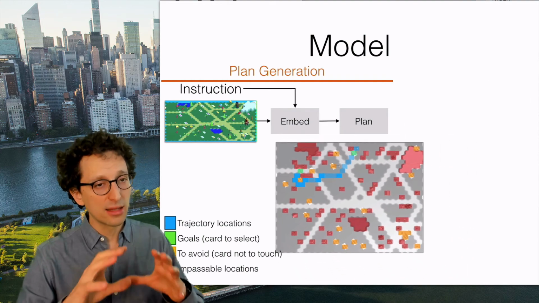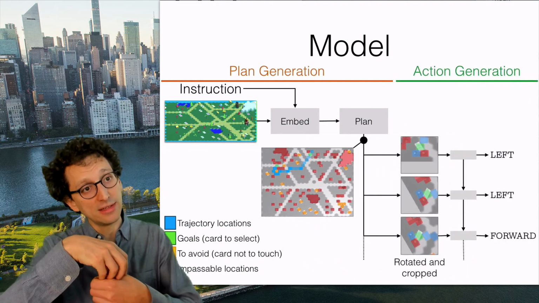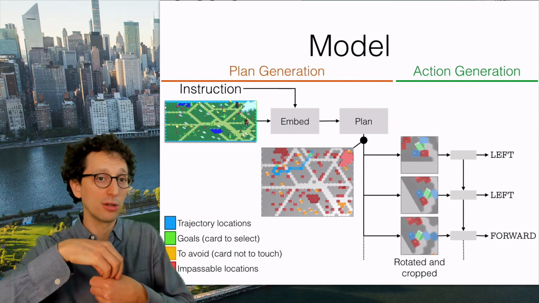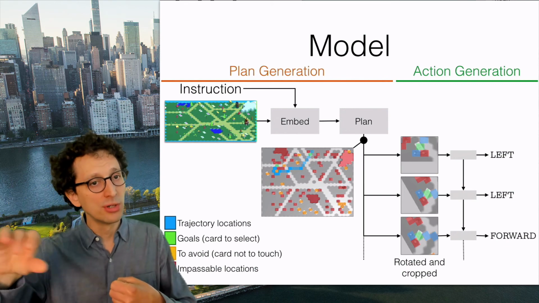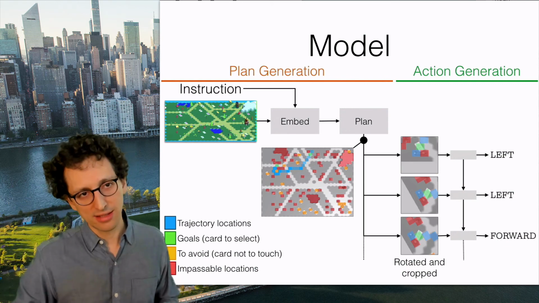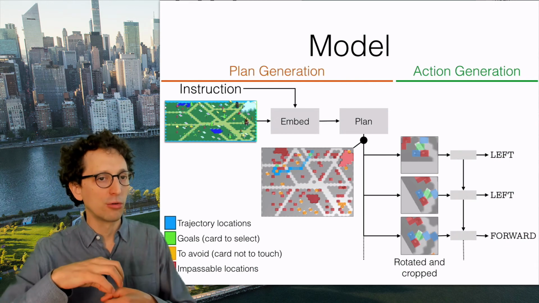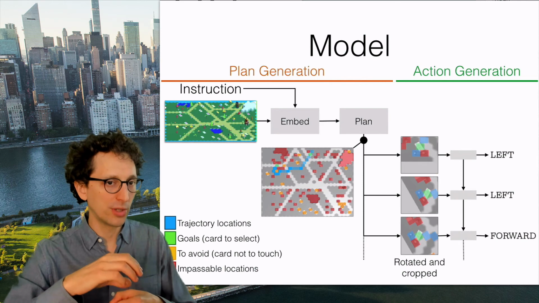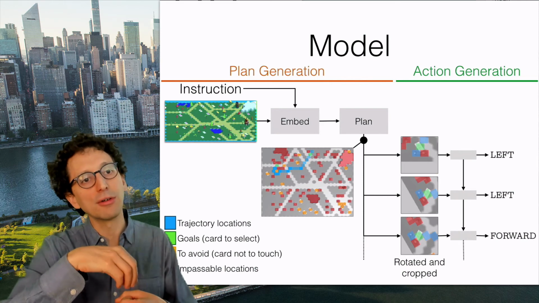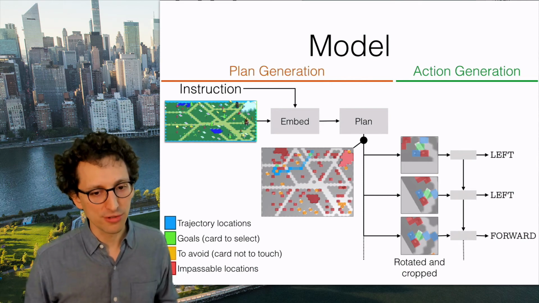Given these distributions, which are generated in the global reference frame of the environment, we take these distributions and we crop them and rotate them around the current follower location, and then we put them into an RNN to generate the actions in sequence. After every action, we recenter, re-rotate and recrop around the updated position of the agent.